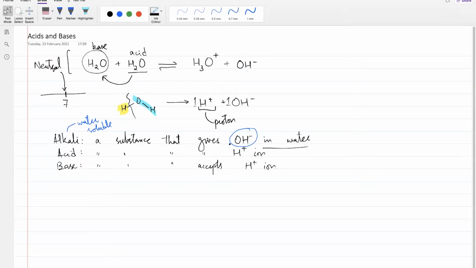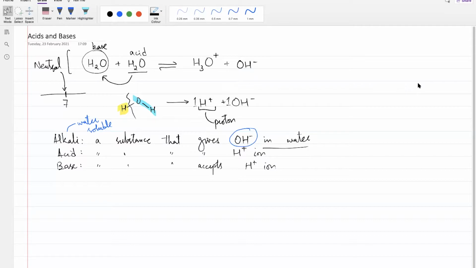So group 1 forms alkalis. There's a hint when we study group 1. What's the name of group 1 metals? What do we call them? Alkali metals. Yes, thank you, Alina. So they're called alkali metals because all of their hydroxides are alkalis. They dissolve in water and they give OH negative ion. Okay? Which is why they're called alkali metals.